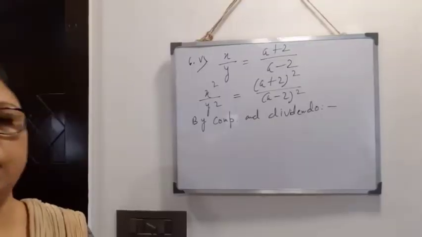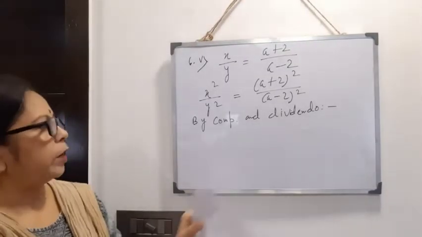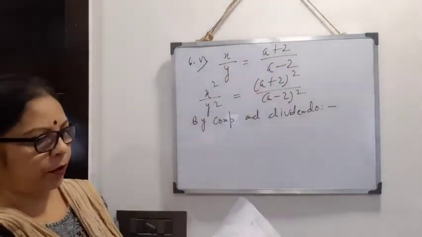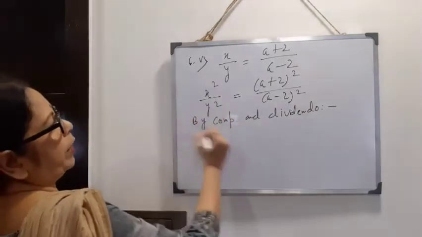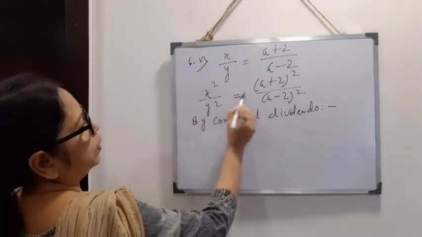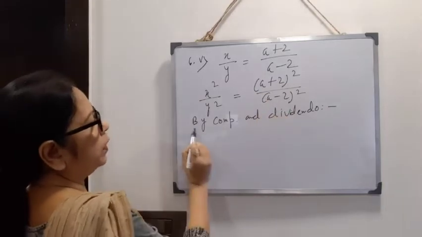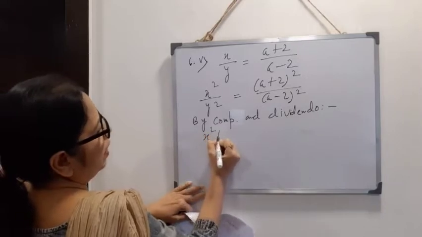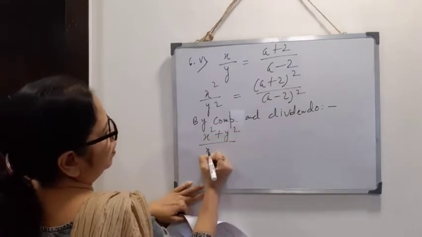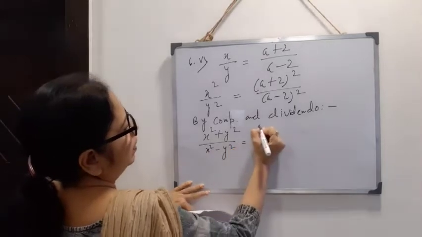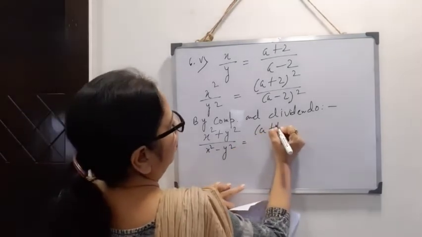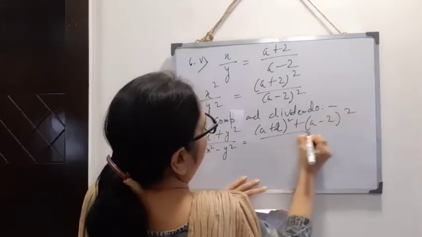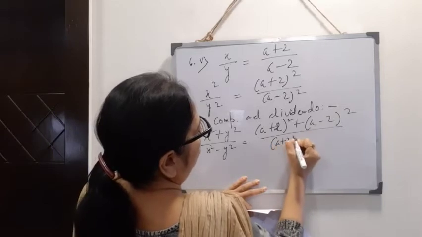Let's see. Sum number 6 Roman 5: it is given that x by y equals a plus 2 by a minus 2. Then you have to prove something, you will see your book. Now first I am squaring both sides. x squared by y squared equals (a plus 2) whole square by (a minus 2) whole square. Then I will use the componendo and dividendo property. What is that? This is numerator plus denominator by numerator minus denominator. Similarly the right hand side also: (a plus 2) whole square plus (a minus 2) whole square by numerator minus denominator.